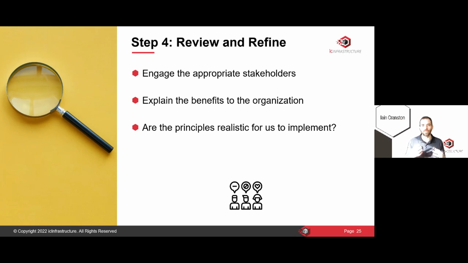So the really important step is going through that review and refinement. And it can change. It's okay to be having those discussions with your management team and other stakeholders and coming back to the steering committee to say, okay, there are a couple of tweaks that we want to make. That's fine.